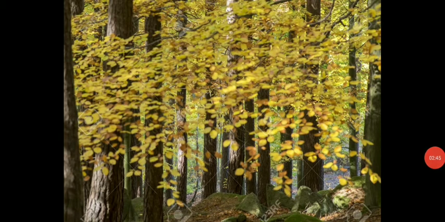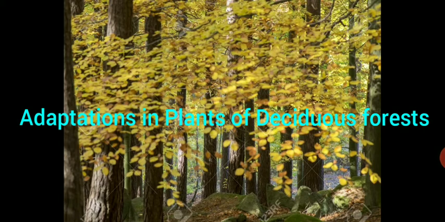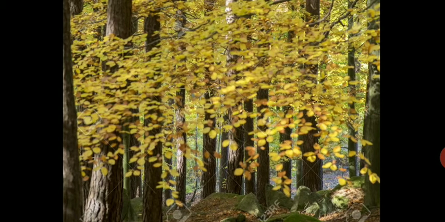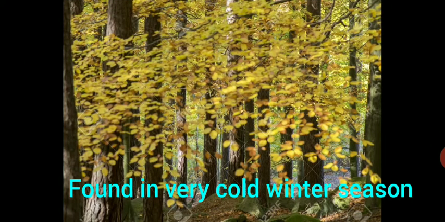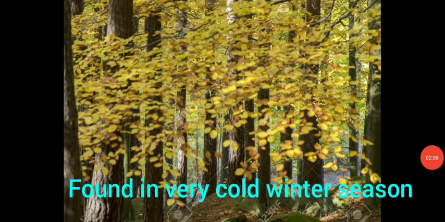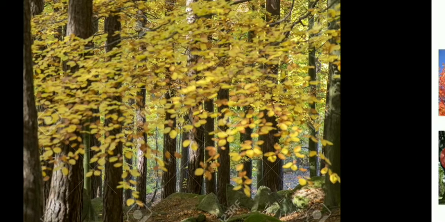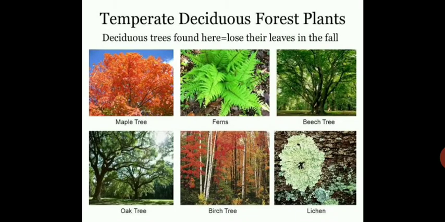Now, next one is adaptations in plants of deciduous forest. Deciduous forests are found in regions that have a very cold winter season. Some plants that grow in deciduous forest are maple tree, ferns, beech tree, oak tree, birch tree and lichen. These are examples of plants of deciduous forest.